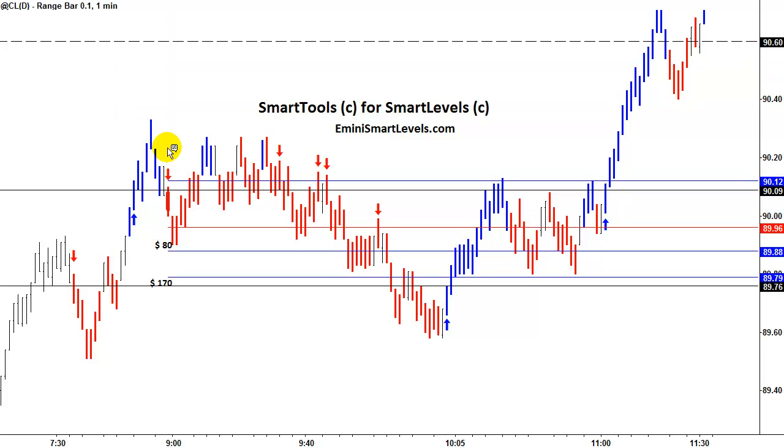This short setup is validated by the SmartLevels. You can see the entry bar straddles the daily level, only reaches 80% of the way towards the first profit target, gets stopped out for a loss.